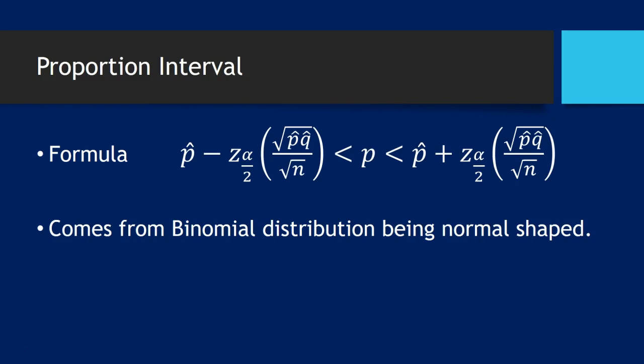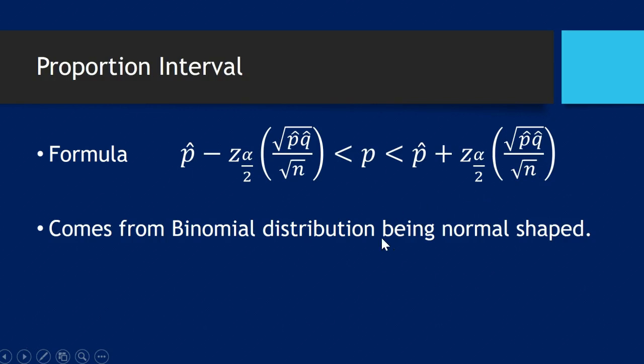So here is what the confidence interval for a proportion looks like. Now, what this is saying is that if you take a sample and find a proportion on a sample, the proportion of the population is going to be somewhere in between the sample proportion minus a z value times the square root of p hat q hat over square root of n, and then obviously p hat plus z alpha over 2 square root p hat q hat over square root of n.